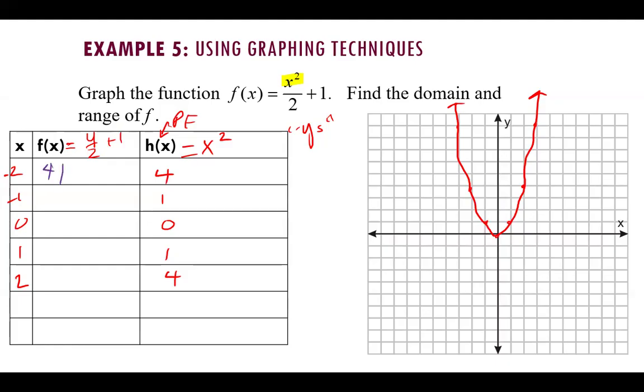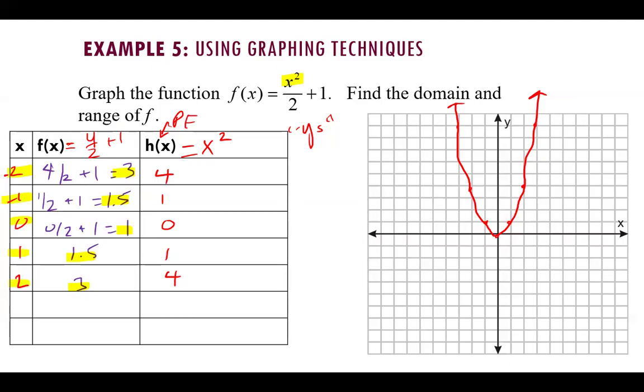So we have 4 divided by 2 plus 1, which is going to give us 3. We have 1 divided by 2 plus 1, which is going to give us 1.5. We have 0 divided by 2 plus 1, which just gives us 1. And then these values are going to repeat. So we have 1.5 and 3. So our new places of transformation are -2 and 3, -1 and 1.5, 0 and 1, 1 and 1.5, 2 and 3.